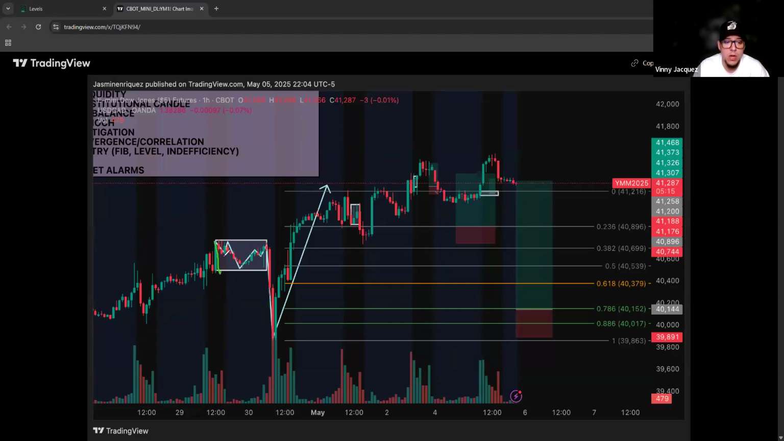She has phase one markup, which is her consolidation, right? We have phase two, which is the BOS to the downside, which is very, very clean in my opinion. And then what happens next? We got a nice strong push up, which gives us an inverted setup, right?